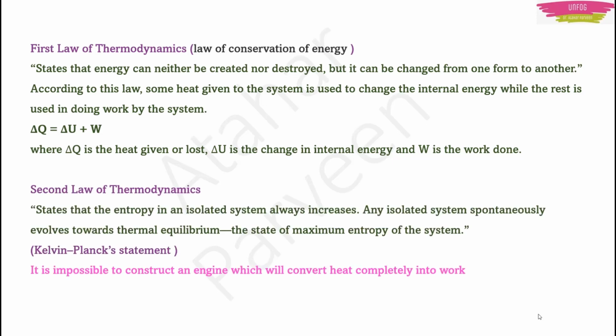Now second law of thermodynamics. It states that the entropy in an isolated system always increases. That means the disorderness always increases. Any isolated system spontaneously evolves towards thermal equilibrium, means there is a state of maximum entropy of the system. Second law of thermodynamics is also known as Kelvin-Planck's statement. This Kelvin-Planck statement talks about the same thing, about the entropy only. But they have taken the example of a heat engine. They have said that it is impossible to construct an engine which will convert heat completely into work.